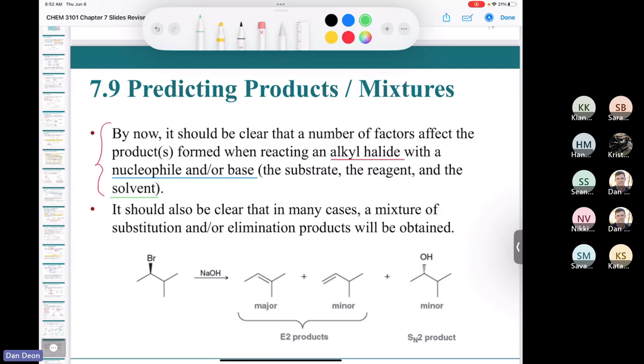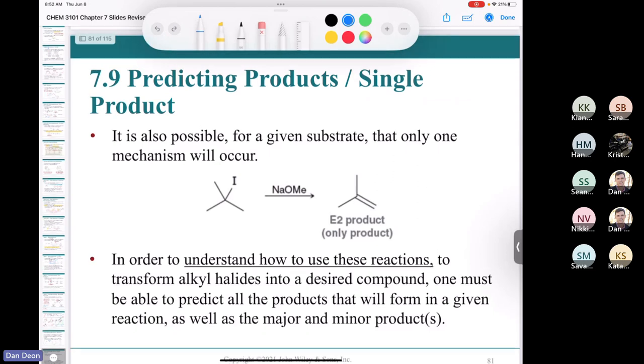It should also be clear to you by now that in many cases you get a mixture of substitution and elimination. You just can't avoid it. There's no way to avoid mixtures in certain situations. If you take a look at the example here, you have a secondary alkyl halide. Hydroxide is a strong base, but it's also a strong nucleophile. So you get the nucleophilic attack product, the SN2 product, but you also get the E2 products, because it's a strong base. So you've got to be able to predict what's going to happen.